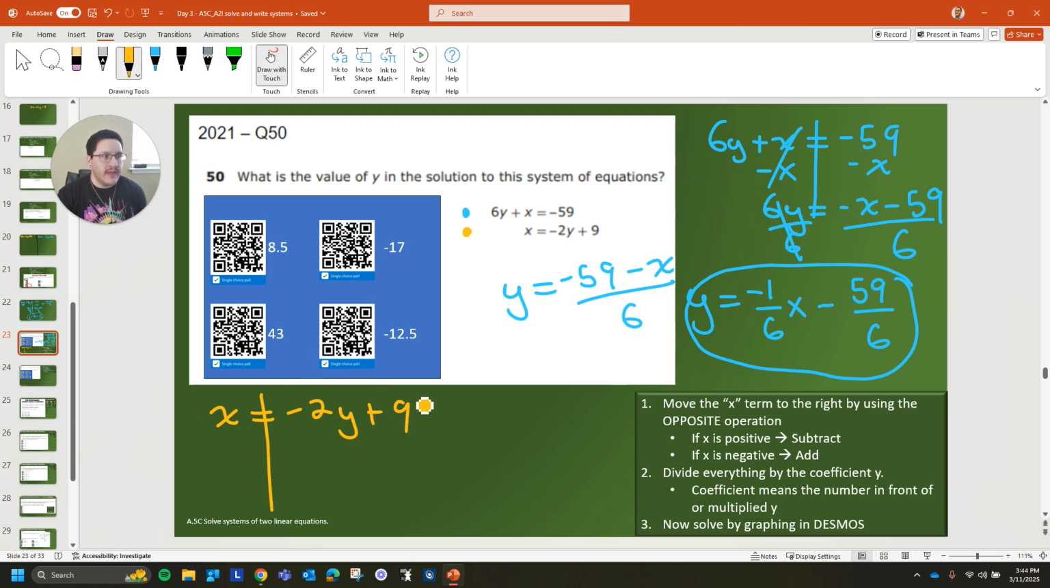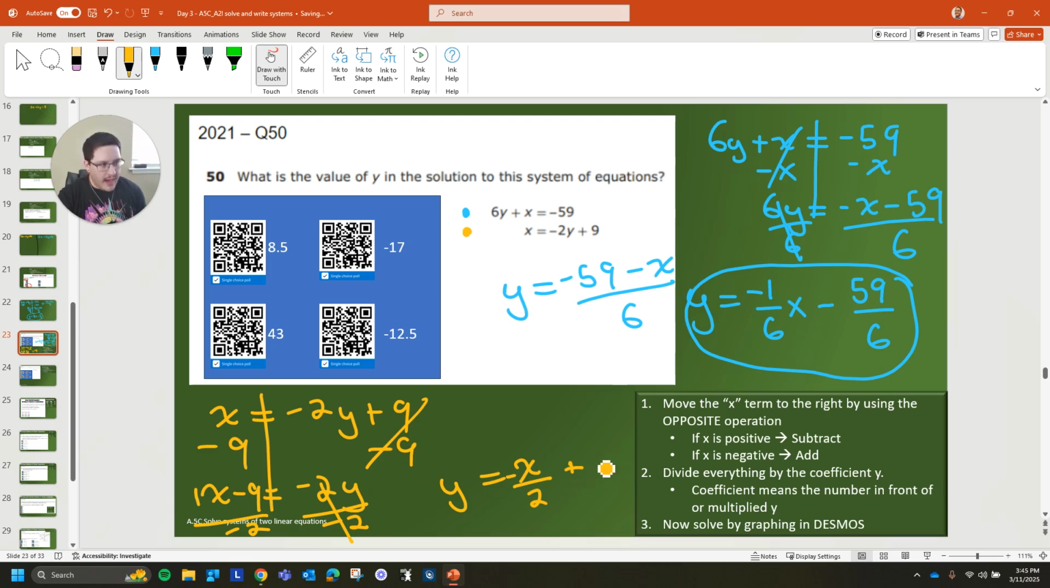We're going to move this 9 away to the x. So now we're going to subtract 9 on both sides, and we're going to get x minus 9 is equal to negative 2y. Then divide both sides by negative 2. And our answer, which I'm going to switch the y to the left now, is going to be negative x over 2, because this is 1 divided by negative 2. And then we have negative 9 divided by negative 2, which is positive 9 over 2.